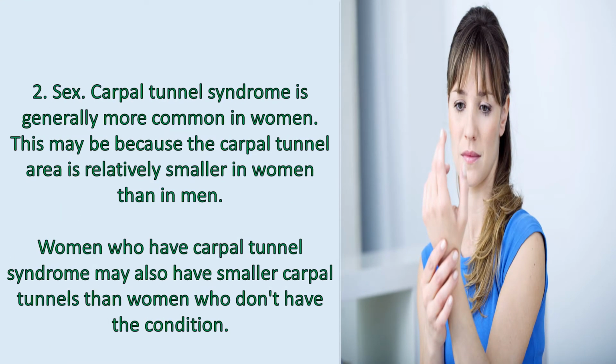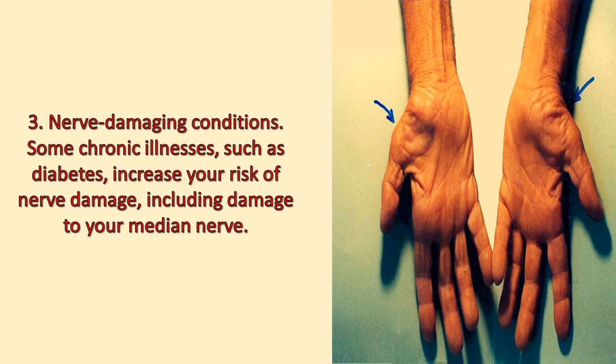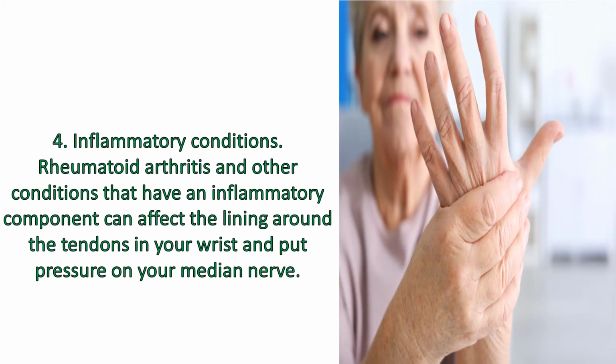2. Sex. Carpal tunnel syndrome is generally more common in women. This may be because the carpal tunnel area is relatively smaller in women than in men. Women who have carpal tunnel syndrome may also have smaller carpal tunnels than women who don't have the condition. 3. Nerve-damaging conditions. Some chronic illnesses, such as diabetes, increase your risk of nerve damage, including damage to your median nerve. 4. Inflammatory conditions. Rheumatoid arthritis and other conditions that have an inflammatory component can affect the lining around the tendons in your wrist and put pressure on your median nerve.